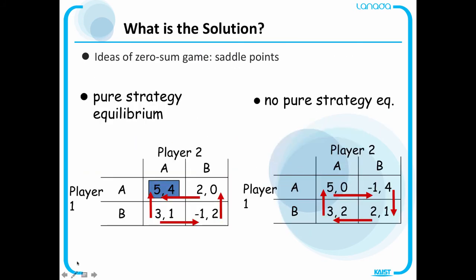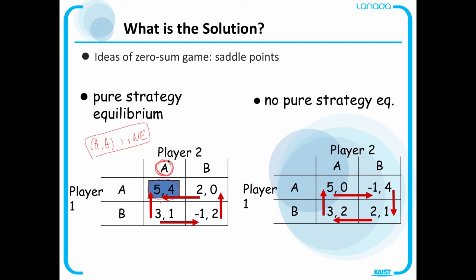So I claim that this is the Nash equilibrium. Let's use the definition of the Nash equilibrium. Why is this a Nash equilibrium? Let's check that. From player one's point of view, I fix the other guy's strategy, and I claim that (A, A) is a Nash equilibrium. I need to prove that.